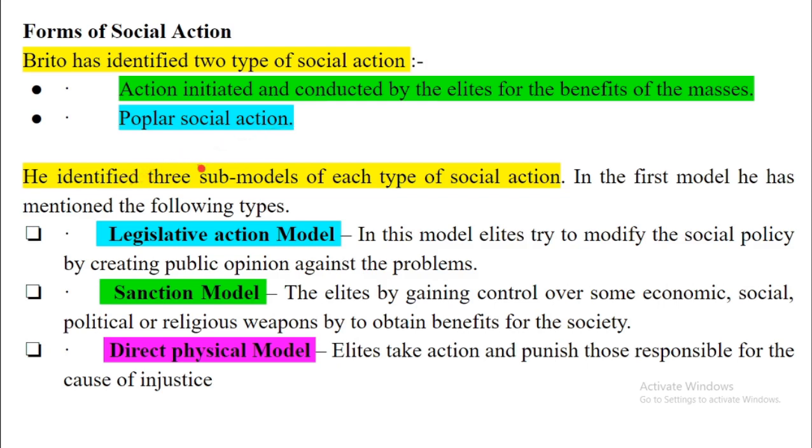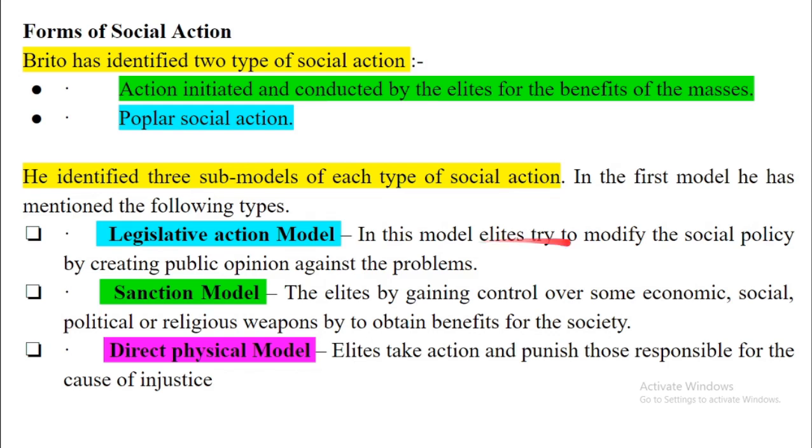First, action initiated and conducted by the elite for the benefit of the masses. This type of action again has three sub models. First one, the legislative action model. In the legislative action model, the elite try to modify social policy by creating public opinion against the problem. So here they try to reform social policy, they may try to change social legislation, acts, policies, and articles. This type of legislative action is taken.